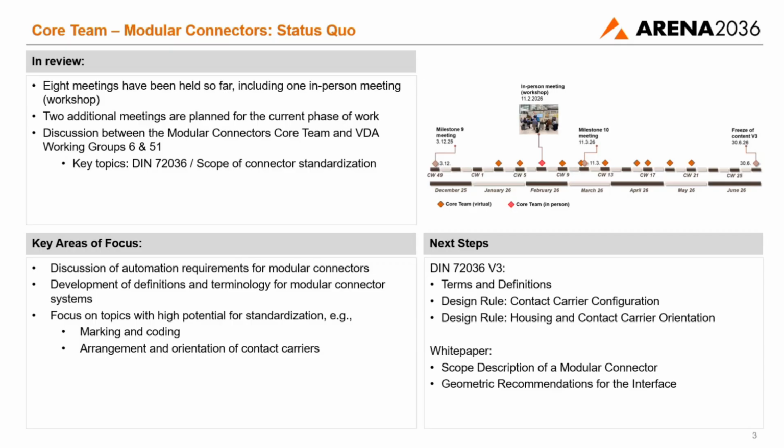these contact carriers. So the next steps are, for version 3, to bring in the terms and definitions, to have this contact carrier configuration and housing and contact carrier orientation. And then after the finish of these design rules, we want to focus on a white paper to bring a scope description of this modular connector with the geometric recommendation for the interface.